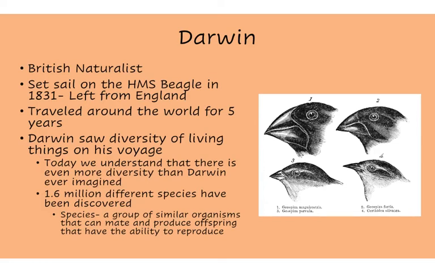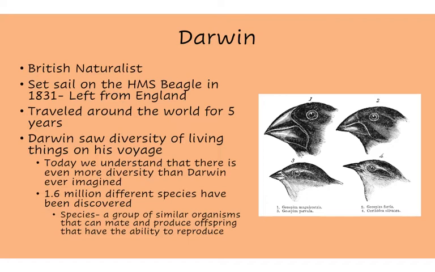Remember, in our lesson yesterday, I told you that Darwin was a British naturalist. So Darwin was, you could say, a scientist, not really a scientist, but he really enjoyed nature. He enjoyed observing things in nature. He was from England and he was a naturalist, so he would go out in nature and observe things.